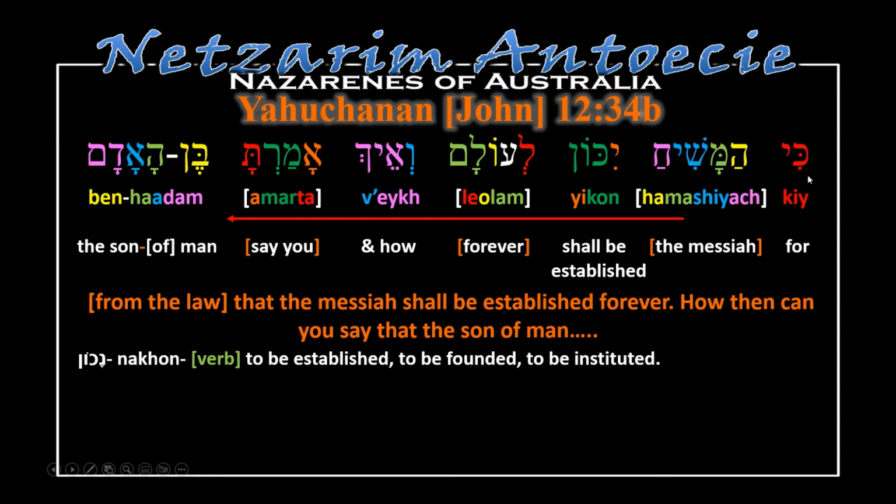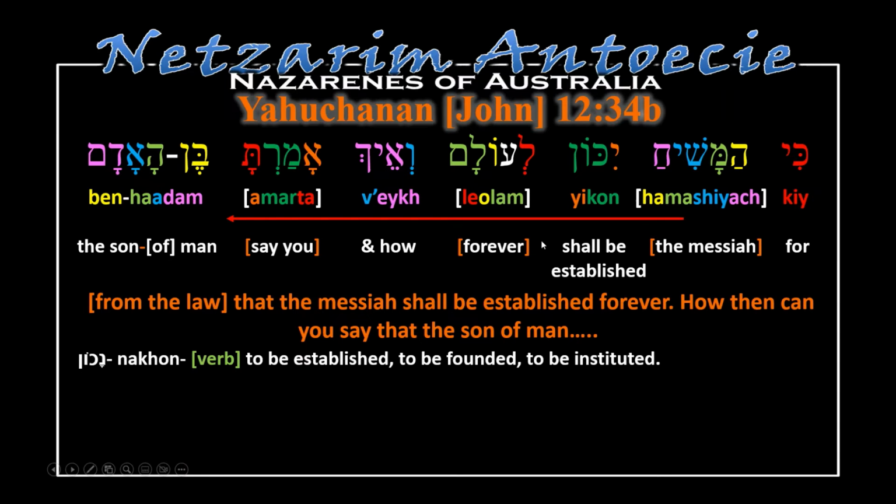Now let's read it. Ki, for, or it could be that, for or that. For ha-Mashiach, with the ach in front of it. We say the a comes before the chet. In any other vowel, it comes after it, but not with this one. So it's ha-Mashiach, the Messiah, yikon. Yikon means shall be established. So let's have a look. Kon is a verb: to be established, to be founded, to be instituted. And as we can see, the nun drops off, replaced with the yod, which is telling us it's future. Shall be established.